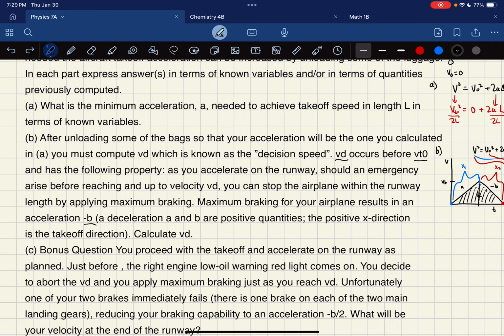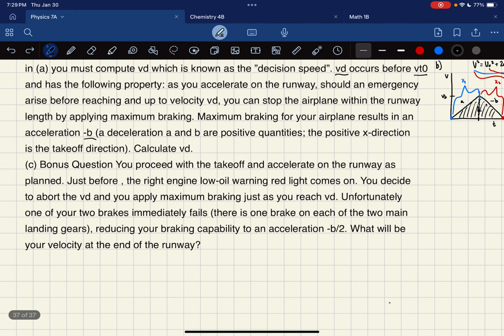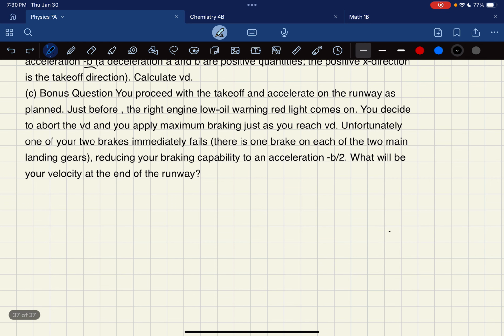Okay. Now for the bonus question C. Accelerate on the runway as planned. You decide to abort at VD, and you apply maximum braking just as you reach VD. Unfortunately, one of your two brakes immediately fails, reducing your braking capacity to be b over 2. What will be your velocity at the end of the runway?